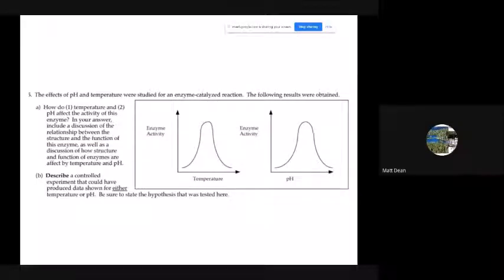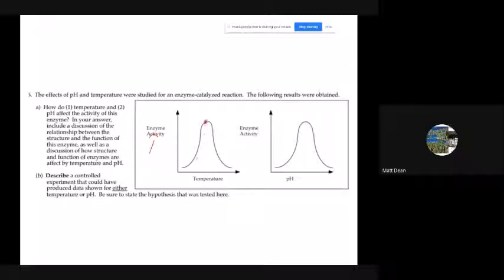All right, we're going to end today by looking at this FRQ. The effects of pH and temperature were studied for an enzyme catalyzed reaction. The following results were obtained. So here we see the same kind of graph that we saw before, where at first, when you increase temperature, the activity of the enzyme goes up.